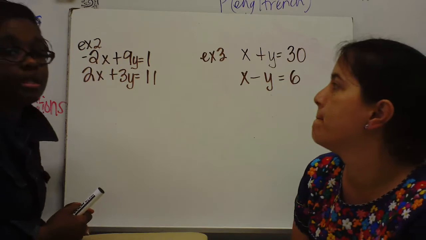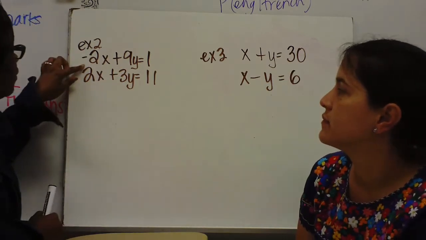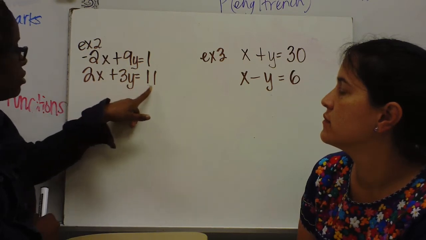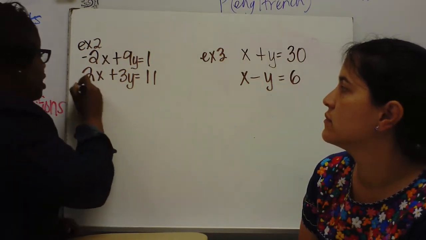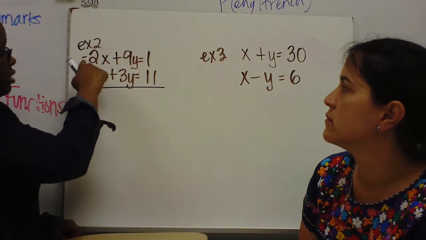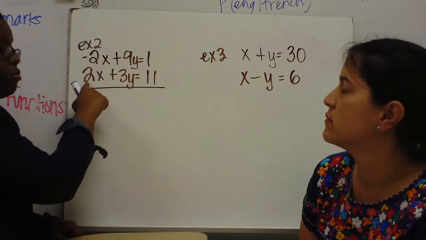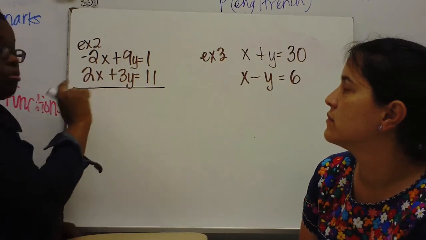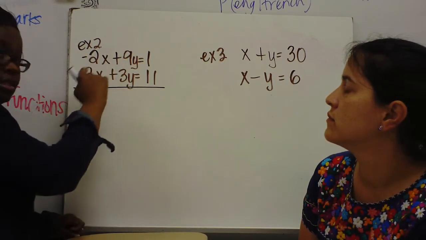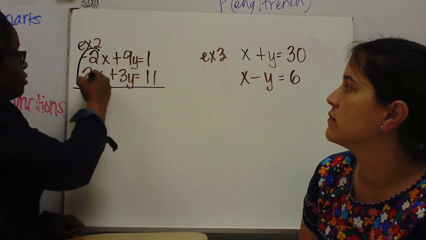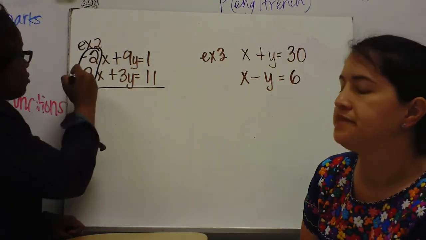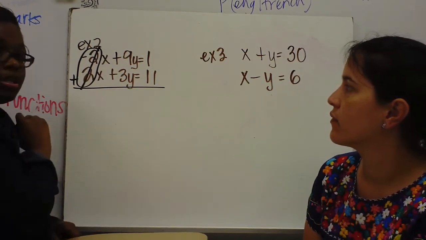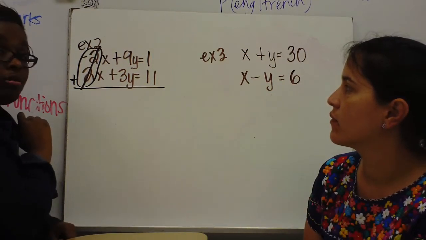Alright, so we're going to do example 2. You have two equations, negative 2x plus 9y equals 1, and then positive 2x plus 3y equals 11. So I'm going to check both equations, and for the x's I have negative 2 and positive 2, and for the y's I have 9 and 3. Well, the purpose is to find the opposites, and so right here negative 2 and positive 2 are opposites of each other, so when I add these together, they're going to cancel out. So negative 2 plus 2 equals 0, so x's go away.